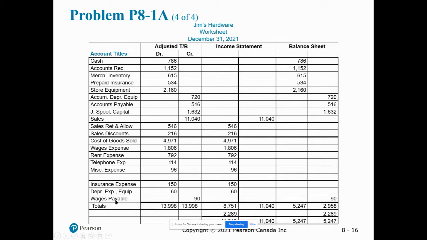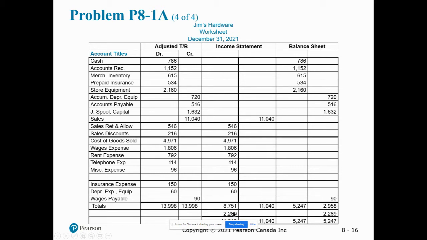Everything looks good. Wages payable. Payable, that's a key word. That means it's a liability. So that's going to show up on the liability side. Once again, we add up the columns and debits and credits. Now in this case, the debits and credits will not balance. And that's because there's either an income or a loss showing in these accounts.